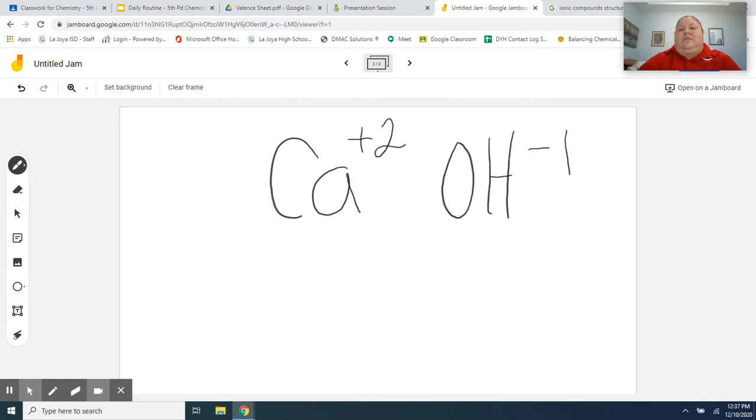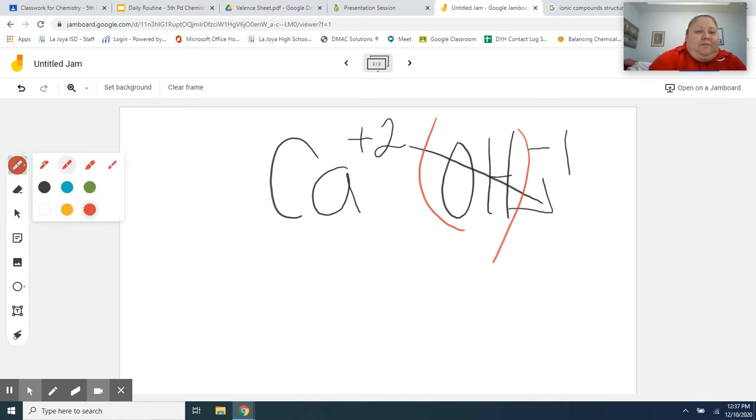You cross them down. But before you cross them down, I need to protect the poly. So I'm going to put parentheses. What's my formula if I cross this down? Type it in the chat or come off mute and tell me what to write.